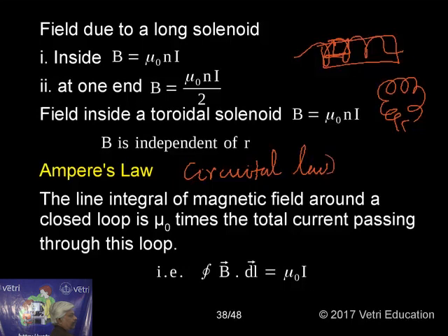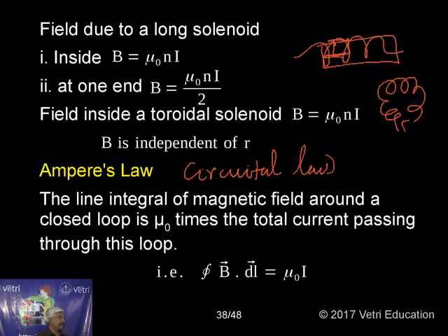It is also called Ampere's circuital law. The line integral of the magnetic field around a closed loop is mu naught times the total current passing through this loop. So here the Ampere circuital law can be stated, it can be defined.